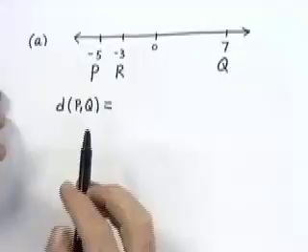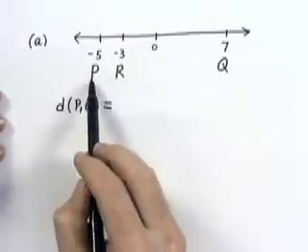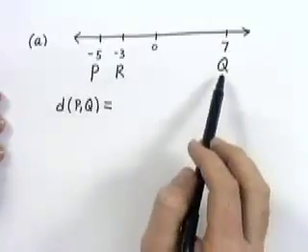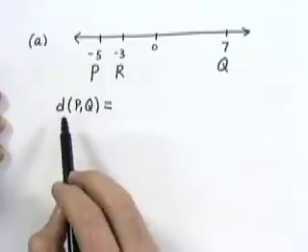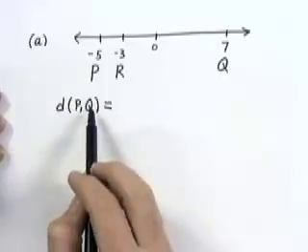We're now going to look at finding the distance between any 2 points on a real number line. Suppose we have 3 points, P, R, and Q. Further, suppose that we want to compute the distance from P to Q.